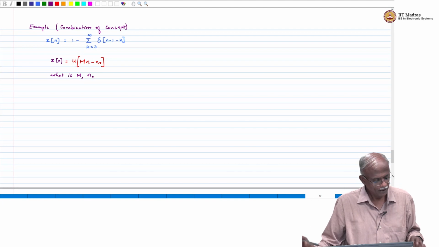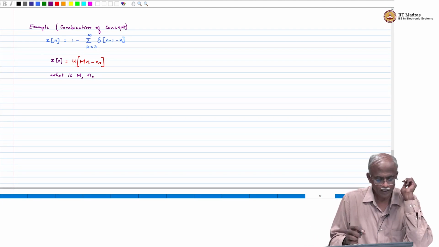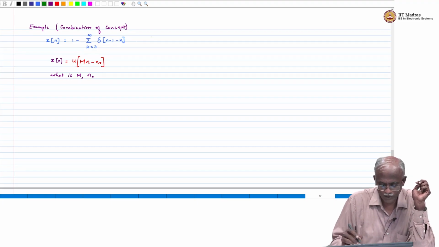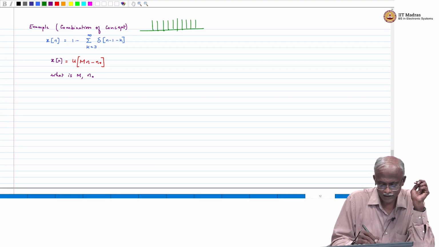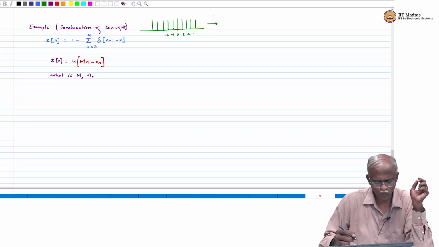Okay, and the easiest way that you can verify this is to look at a sketch of the input sequence. x of n is equal to 1. What is 1? If it is equal to 1, that means it has all samples equal to 1, from minus infinity to infinity. Okay, that's what the first one does. So this is 0, 1, 2 on this side, minus 1, minus 2 on this side, on both sides. This is x of n equal to 1.